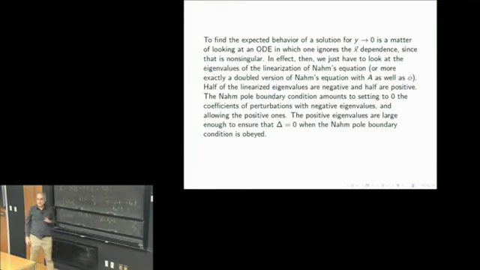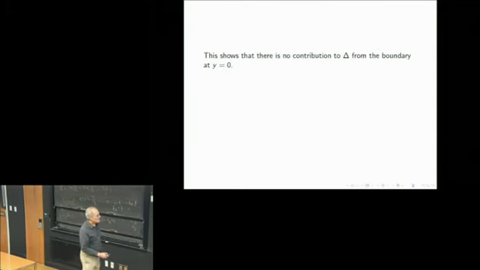My explanation of this might sound slightly cavalier, but I think it's written up nicely in the paper, for which I credit my co-author. So this shows there's no contribution to delta from the boundary at y equals 0.